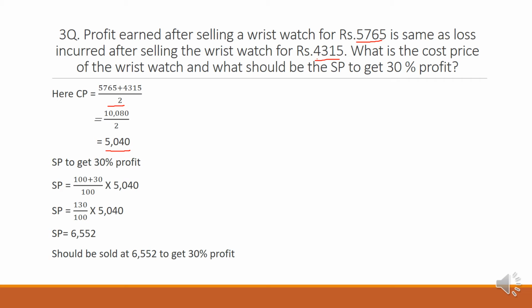To get 30% profit, the selling price should be 100 plus profit percentage by 100 into cost price, so that we can get the selling price. So 100 plus 30 by 100 into 5,040. So selling price should be 6,552 to get 30% profit.